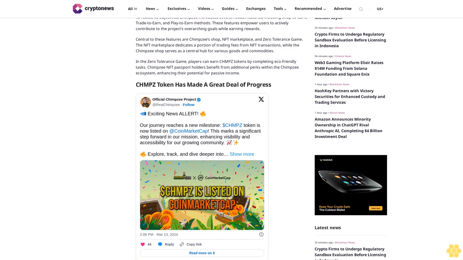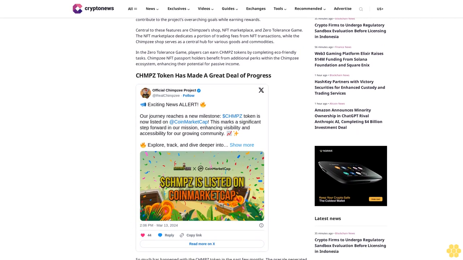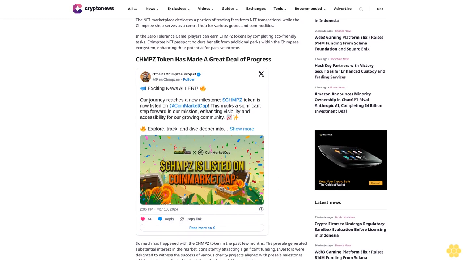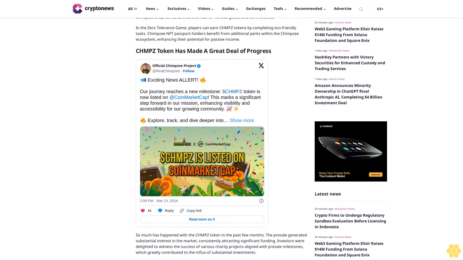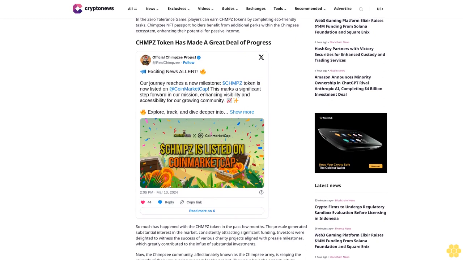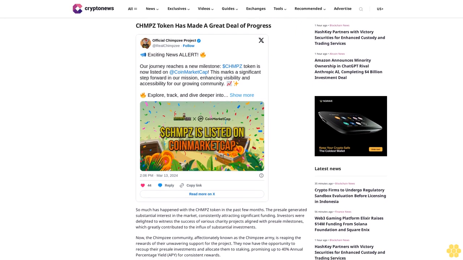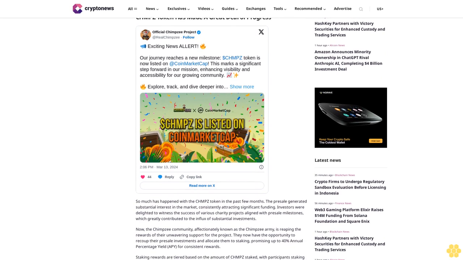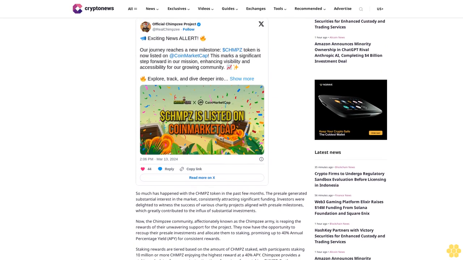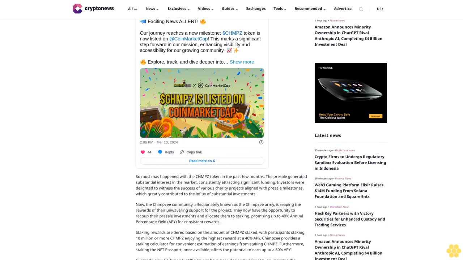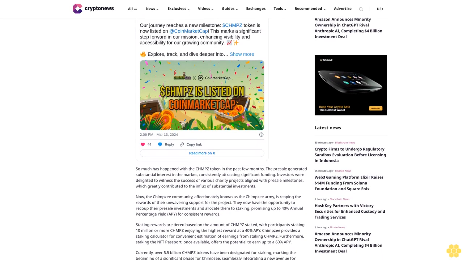Central to these features are Chimpzee's shop, NFT marketplace, and zero tolerance game. The NFT marketplace dedicates a portion of trading fees from NFT transactions, while the Chimpzee shop serves as a central hub for various goods and commodities. In the zero tolerance game, players can earn CHMPZ tokens by completing eco-friendly tasks. Chimpzee NFT passport holders benefit from additional perks within the Chimpzee ecosystem, enhancing their potential for passive income.